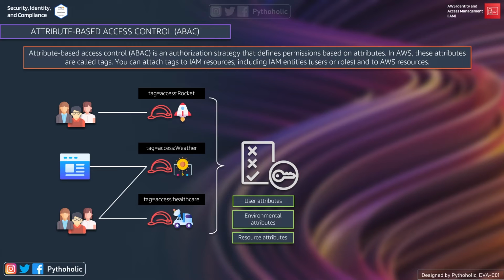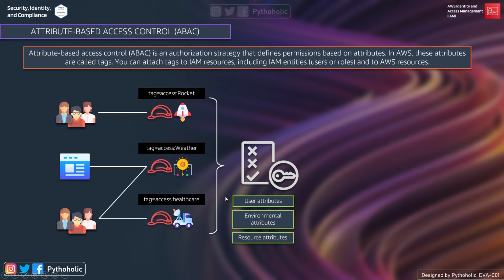Now, enough of talking, let's see this example here. We have 3 projects. We have tags attached to these entities: the first tag is access rocket, the second tag is access weather, and the third project tag is access healthcare. And these symbols that you see are basically the ones that have the attributes. That is why it is denoting this. So this is for rocket, this is for the weather, and this is for the healthcare. And that is how we are defining the tags also.